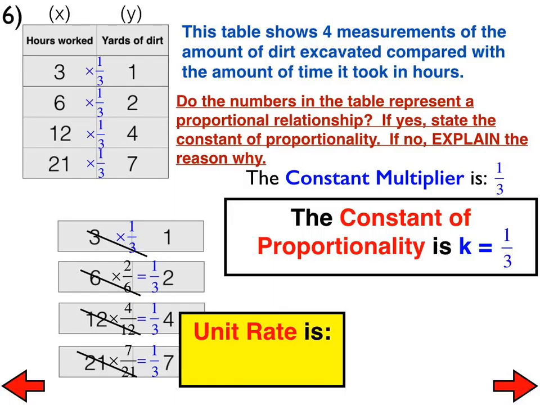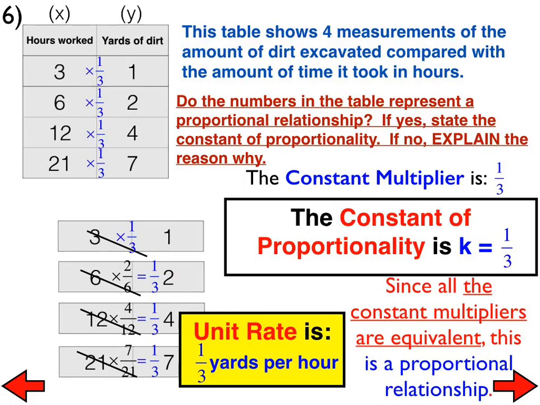Unit rate equals 1/3 what? How much dirt is he digging out per hour? 1/3 yards of dirt. 1/3 yards per hour. And you told me it's proportional because multipliers are equivalent. They're all the same number. Good? You do 7, 8, and 9.